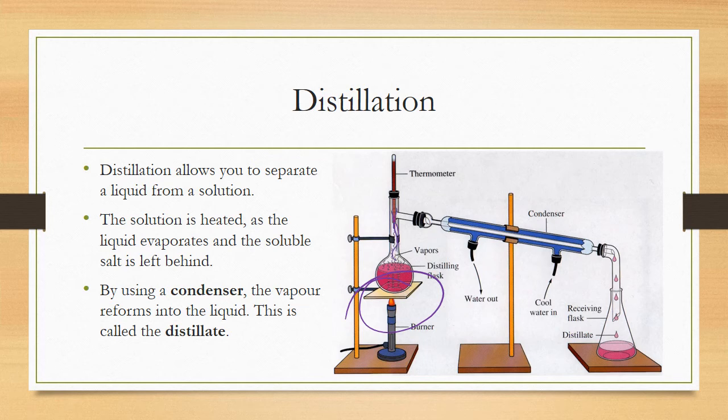The soluble salt is left behind, and the vapor rises and gets put through something called a condenser, which cools down the vapor into a liquid again. It condenses it, and the vapor forms back into a liquid, and this is known as the distillate, which you can collect in a conical flask.